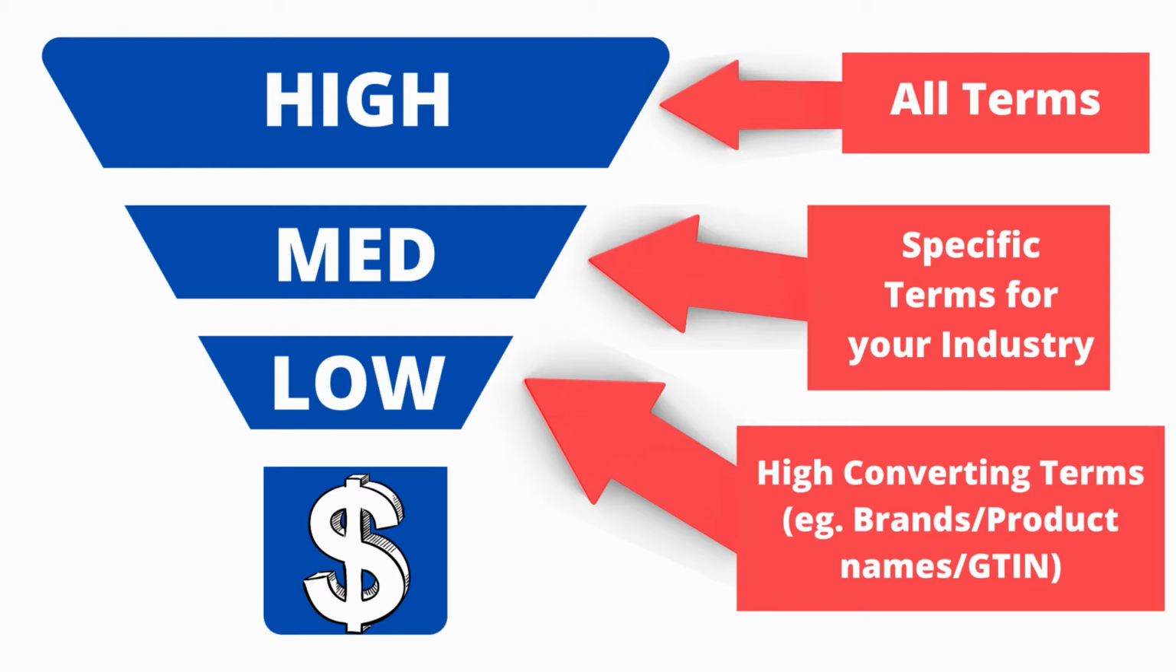And each of these buckets is going to be one campaign. So you're going to have a high campaign, a medium campaign, and a low campaign. And the high campaign essentially is going to be all terms. You can put every term in there. And I'm going to show you how to do this.